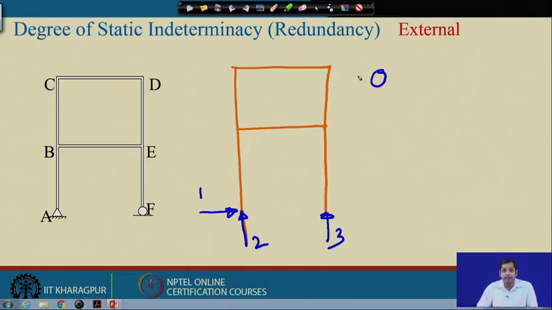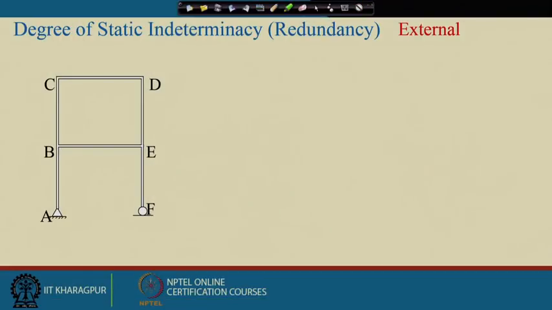But you see, when we say that we have to analyze the structure, it is not just the support reactions, we have to find out the member forces as well. We have just now seen this is externally a determinate structure, meaning we can calculate the support reactions. Now, if we know the support reactions, can we calculate all the member forces in this structure? If we can, then the structure is internally determinate as well. But if we cannot calculate the member forces, even with the knowledge of support reactions, then the structure is called internally indeterminate.